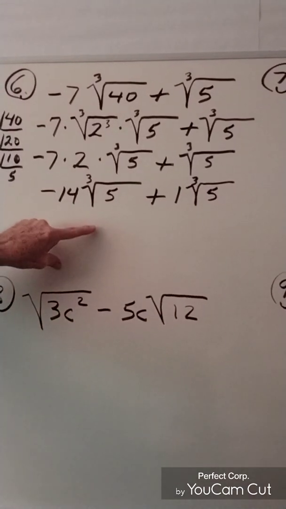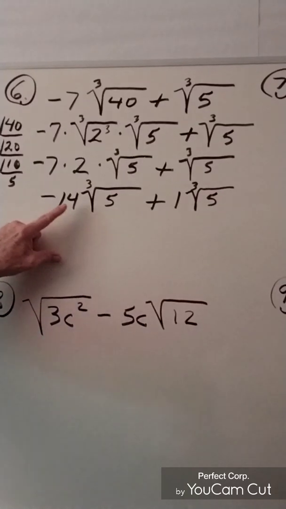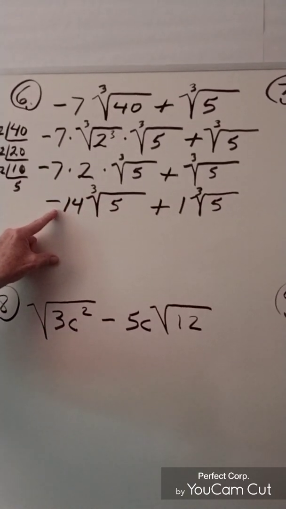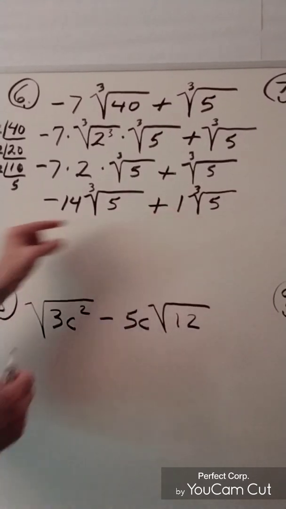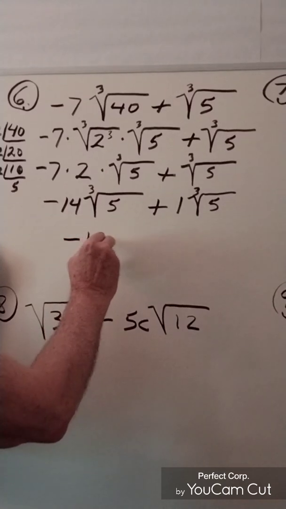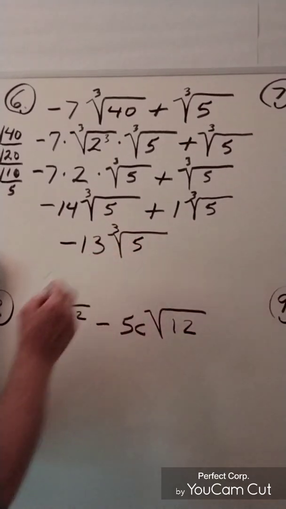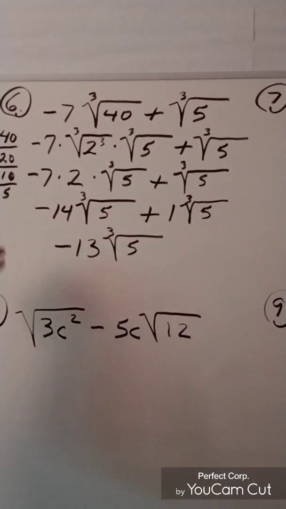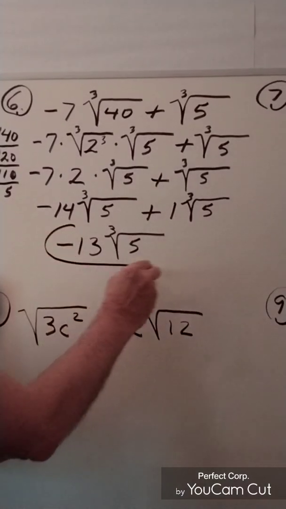Now, if you simply want the shortcut, which I'll take, we take this member of this first term, this negative 14, and add it to that positive 1, and we'll have a negative 13 multiplied by the cubed root of 5. Don't multiply those 5s together. We're not multiplying, we're adding. And that's it.